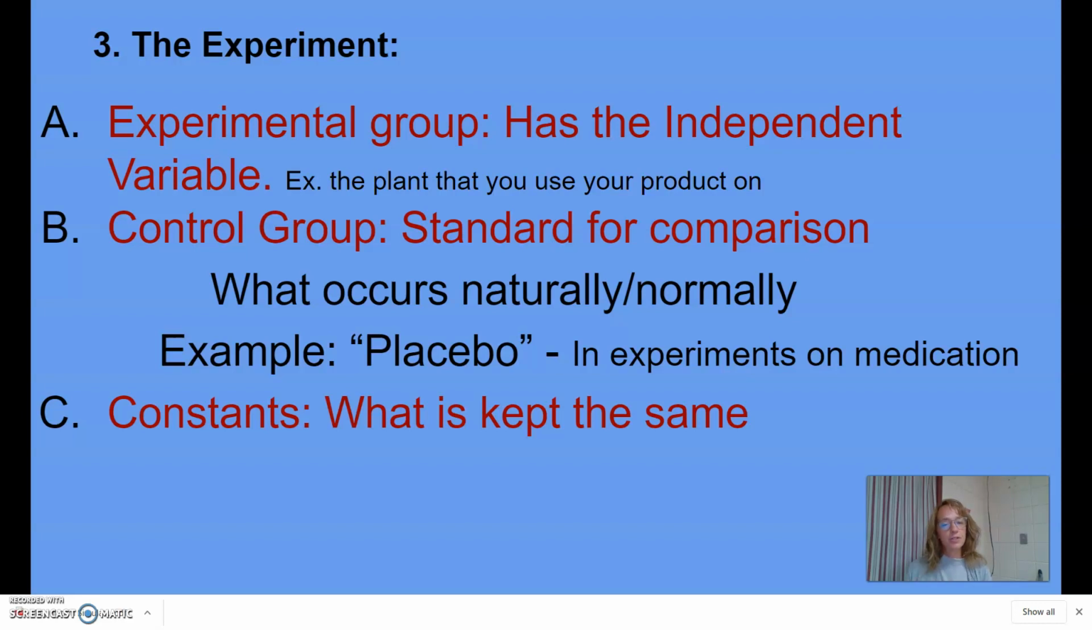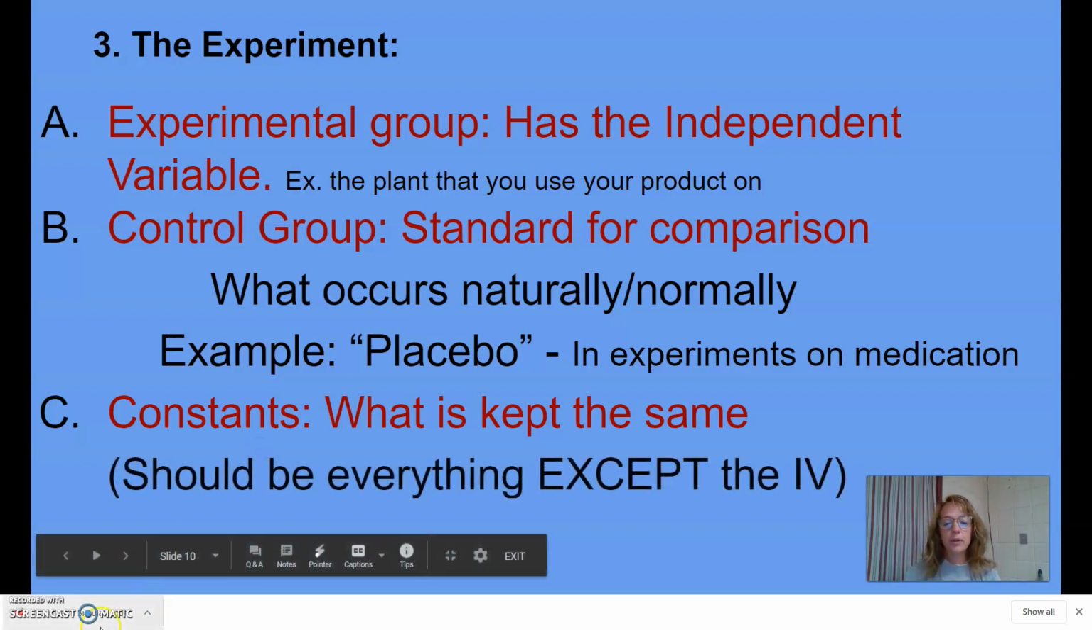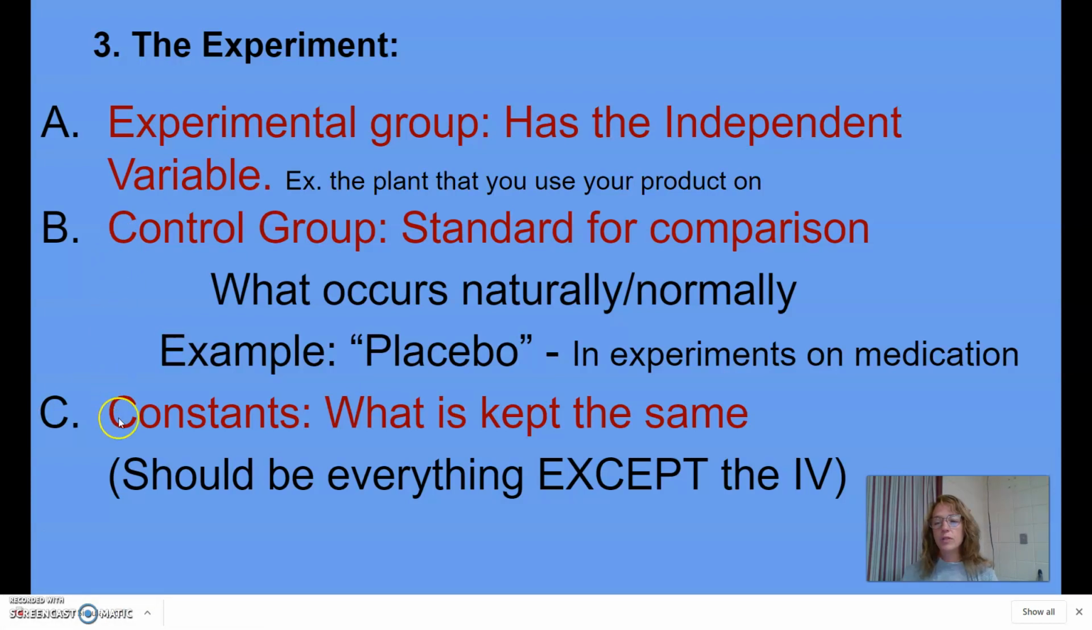So then you can say for sure, if your plant grows taller, the only thing that would make it grow taller is the one thing you have different. So constants are super important in an experiment. Because these two words start with C, students often mess them up on a test. So control is your norm.